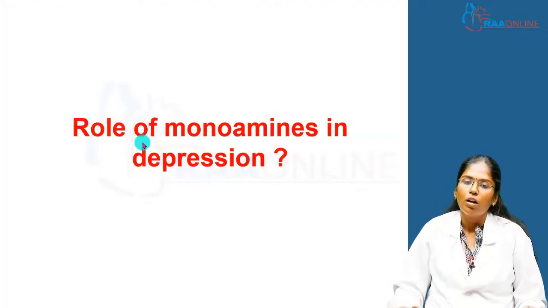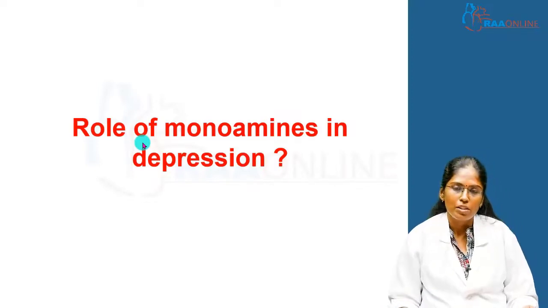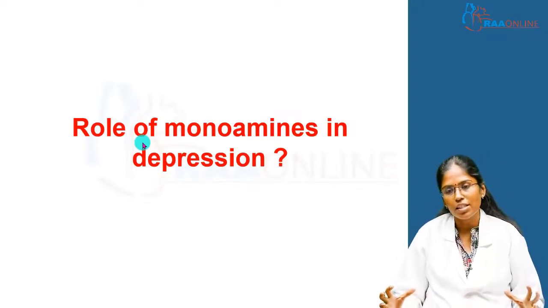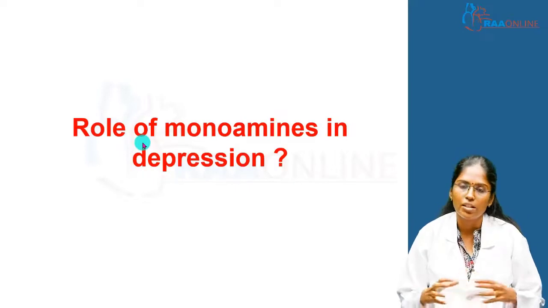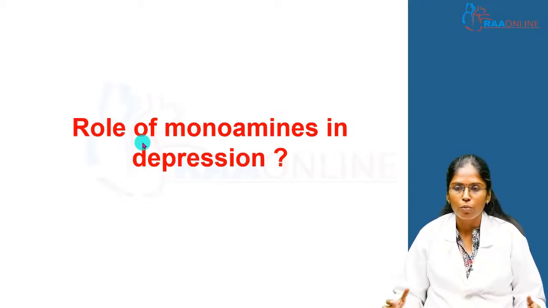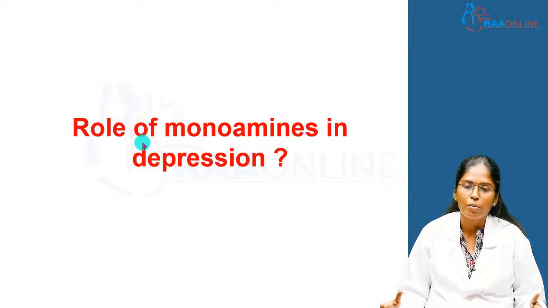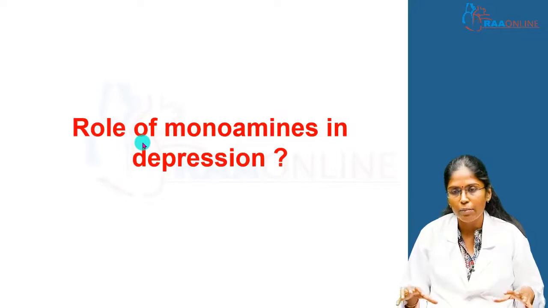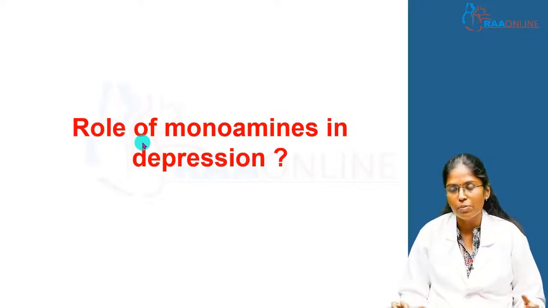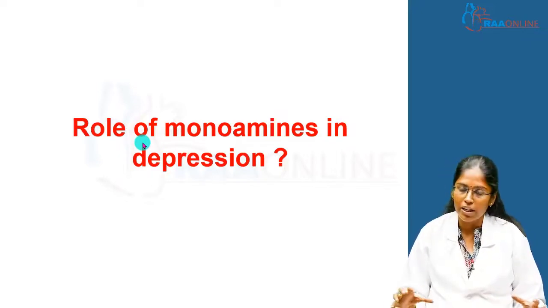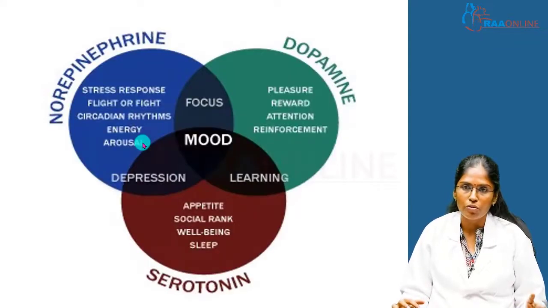Now, the role of monoamines in depression. We are going to see what is the connection between the monoamines and depression. So what are monoamines basically? Norepinephrine or noradrenaline, dopamine and serotonin are called monoamines. These are the important neurotransmitters which play an important role in maintaining the mood of a person. So what is the role of norepinephrine, dopamine and serotonin?